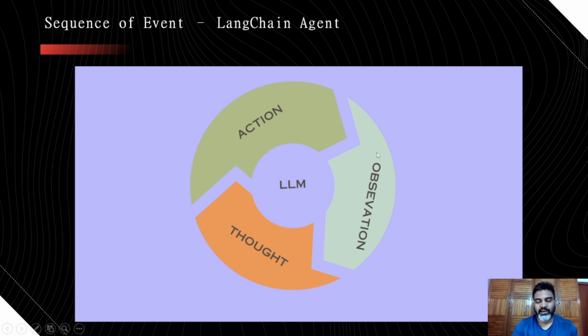And then from the result it observes the result and brings out another thought, whether it should be further checking in the Wikipedia or any other tool, or it should end the entire process. So this goes on and on until it arrives that the information which the user is asking for has already been extracted from the various tools it uses. Okay, so this is how the LangChain agent works.